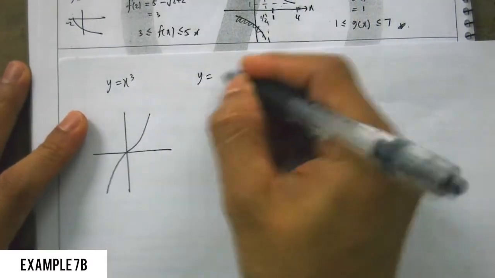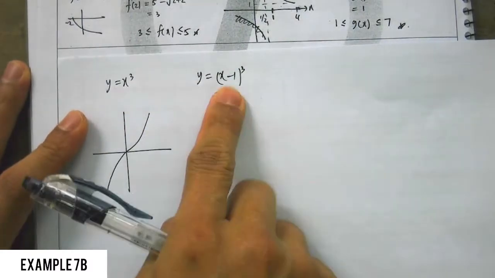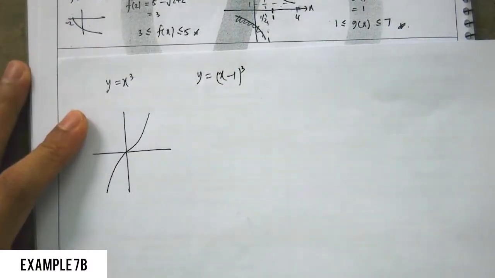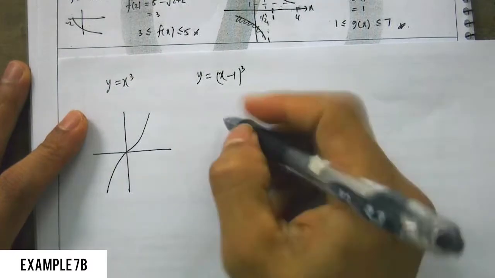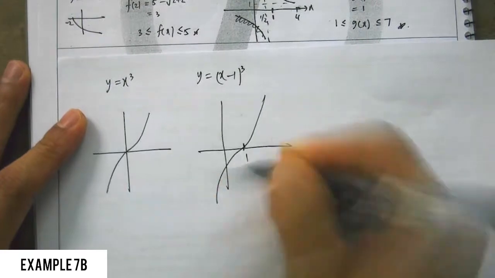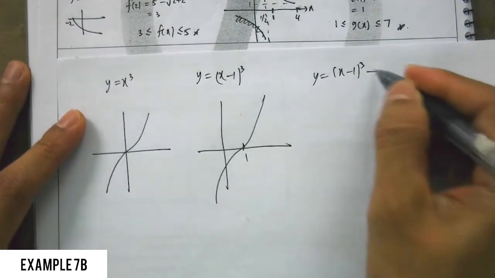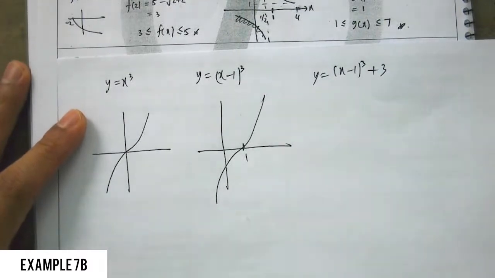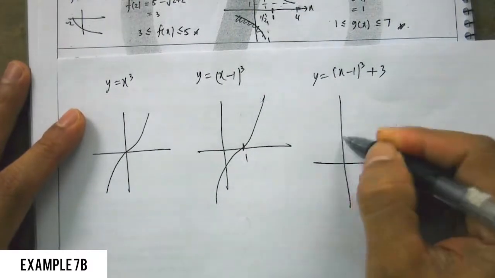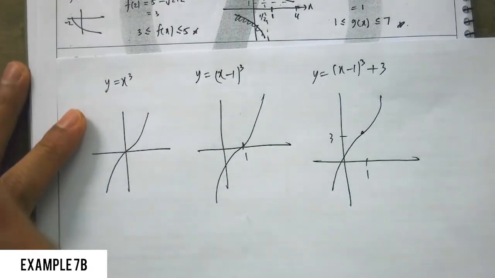But if you want to know, let's say, what happens if I minus 1? Do you know? The minus 1 means what? Shift to the left or shift to the right? To the right by 1. So it's not an asymptote, it's just a cut at 1. Now, let's say I give you (x minus 1) cubed, then you plus 3. You move up by 3. So you move up by 3, this is 1, this is 3, this is a point. Whoa, that's how the graph looks like.